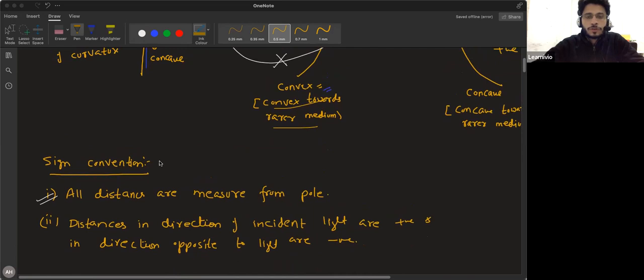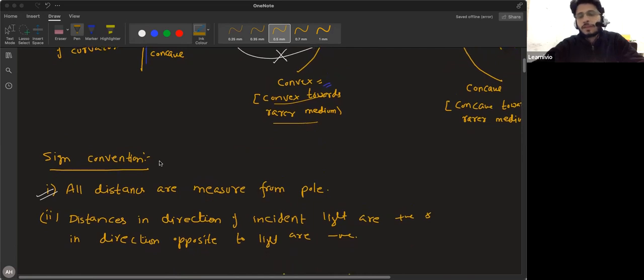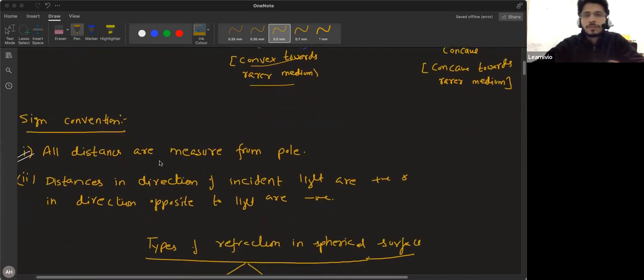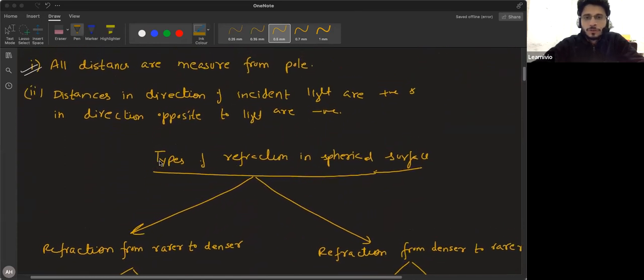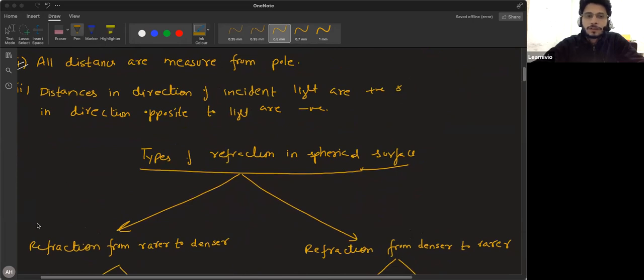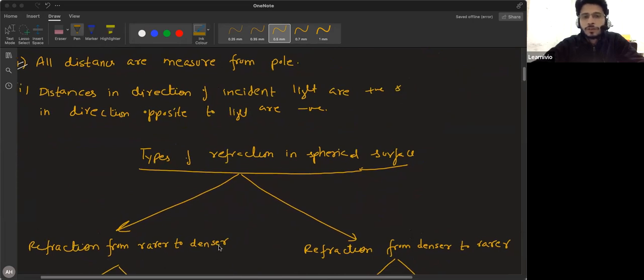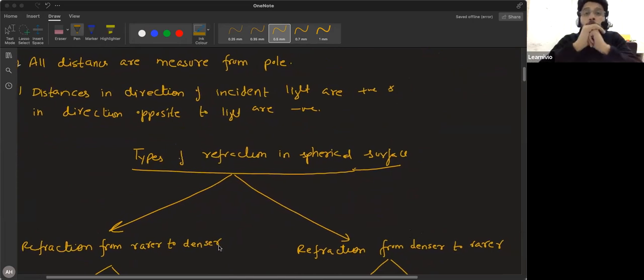Okay, so you must have written up to here. After sign convention, let's see the number of cases that you can make using a spherical refracting surface. The first thing is, in a spherical refracting surface, you can take refraction from rarer to denser medium. Refraction from rarer to denser medium means your object is in the rarer medium and your image will be in the denser medium.